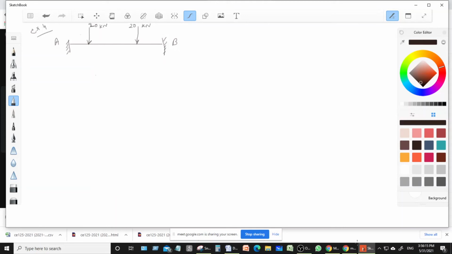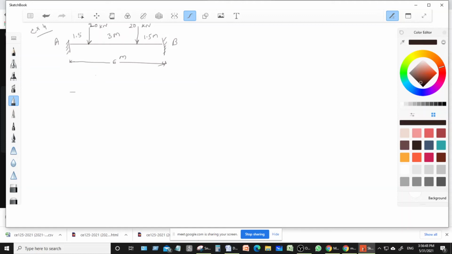The distance of this force is 1.5 from the A support, and from the B support the distance is also 1.5, and the span between them is 3 meter. It means between the two forces there is a 3 meter distance. So the total span is 6 meter, and we have to find out the bending moment at the fixed support.